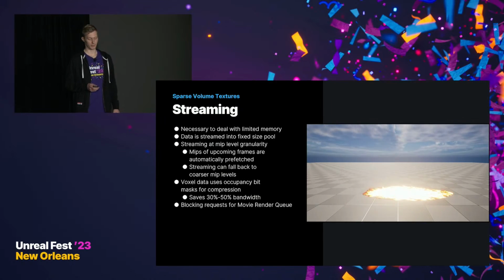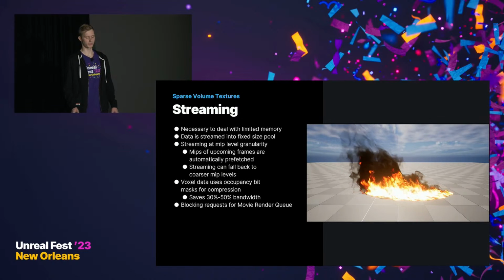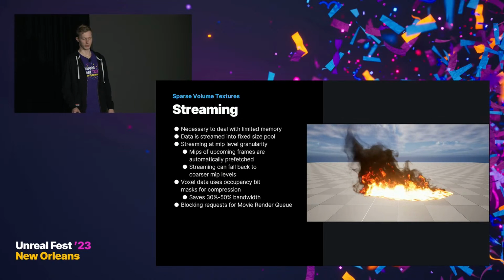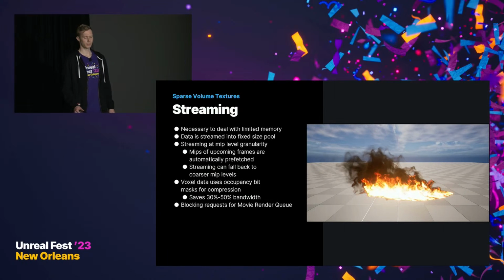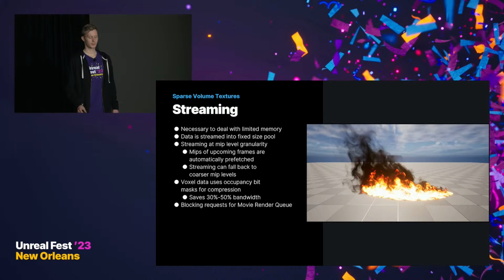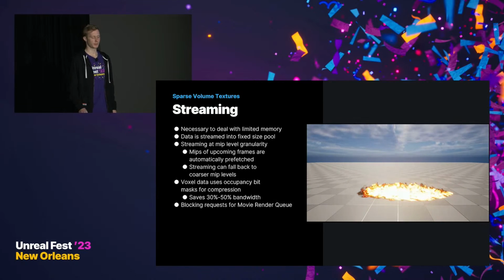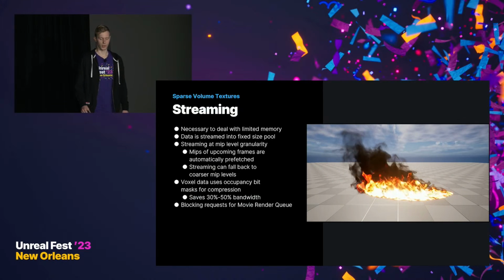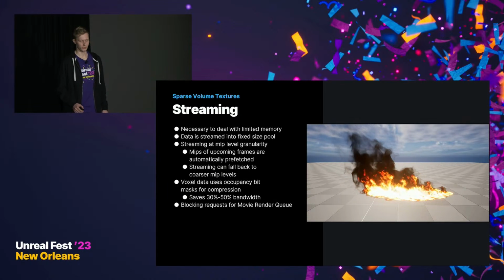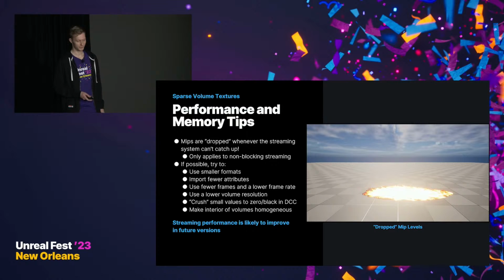What I just described is mostly relevant for real-time applications. If you're using the Movie Render Queue, you're probably interested in always having a certain SVT frame fully streamed in before you start rendering. This is supported in the form of blocking requests. When you're using blocking requests, the streaming system will immediately wait for each requested frame to be fully loaded in. This is a trade-off between frame time and quality. So as you can imagine, waiting for hundreds of megabytes or even a few gigabytes to finish loading in the middle of your frame is going to have an impact on your frame rate.